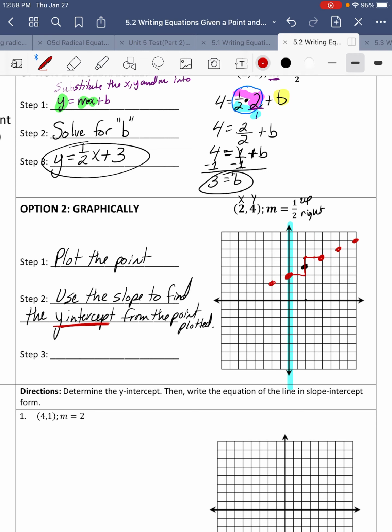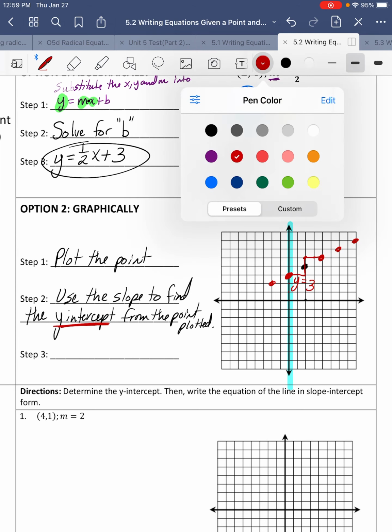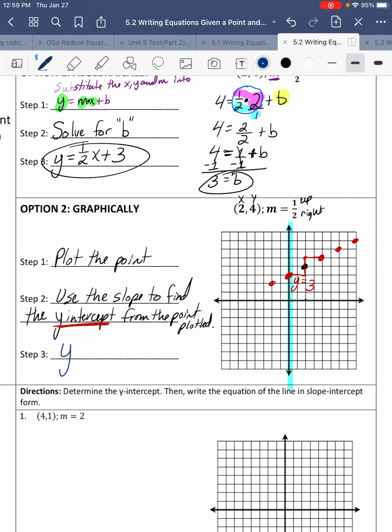You can continue that pattern if you want, but you don't need to. We already have our y-intercept. That's where our graph is going to cross the y-axis. So the y is going to be at 1, 2, 3. So our y-intercept's at 3. So now let's put this all together. Our equation is y equals the m, which is 1/2, x plus 3.